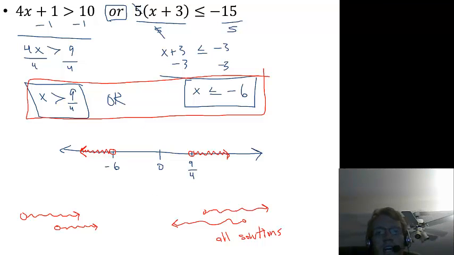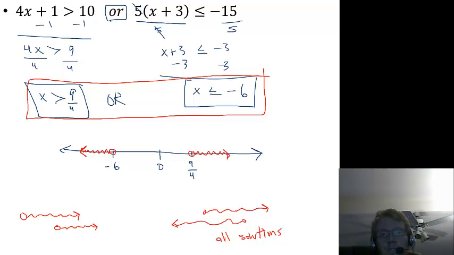Just think about it like this. If I say everybody older than 10 gets in for free, and everybody younger than 20 gets in for free, well, there's nobody who doesn't at least meet one of those conditions. Everyone is either older than 10 or younger than 20. There's no way you could not be at least one of those two things.